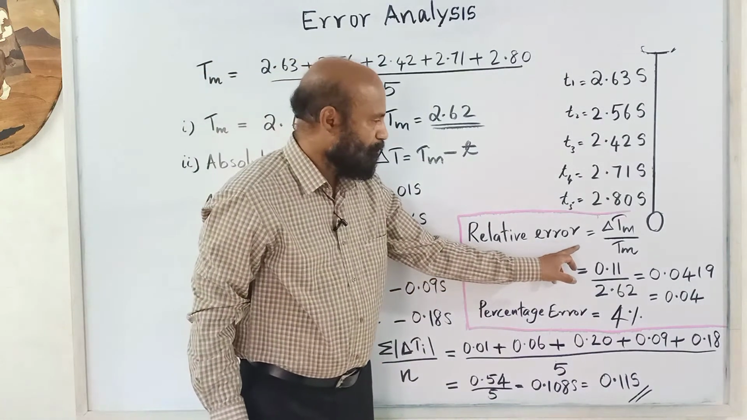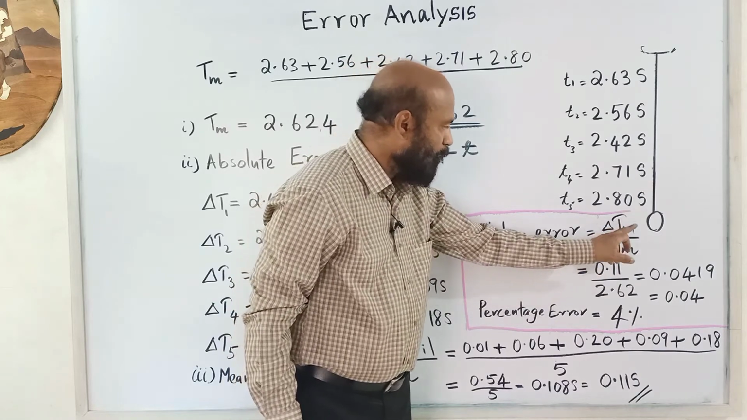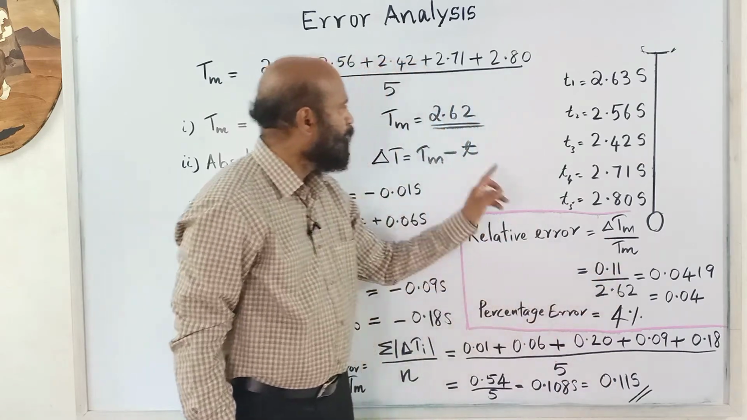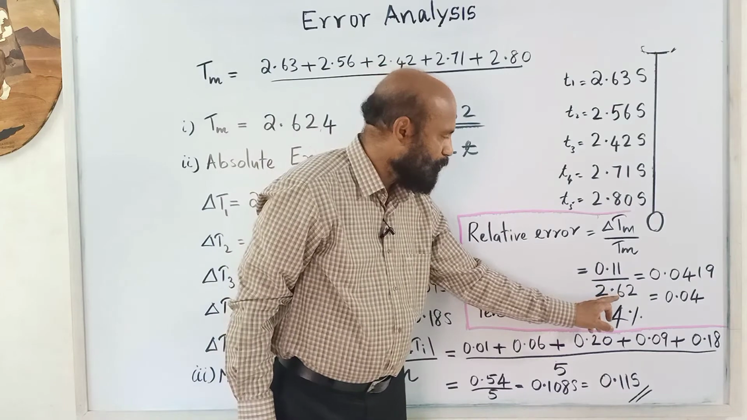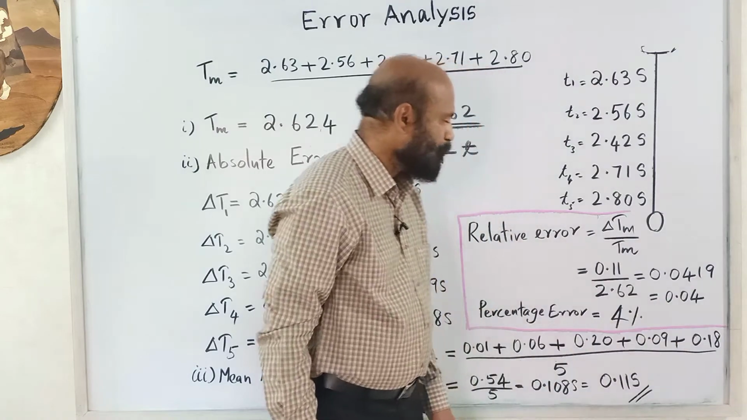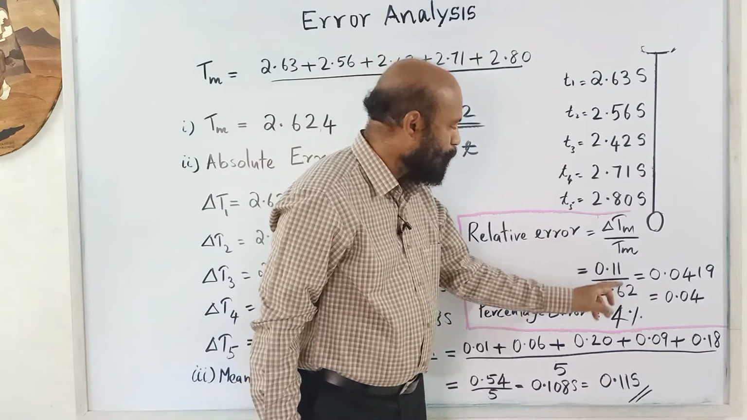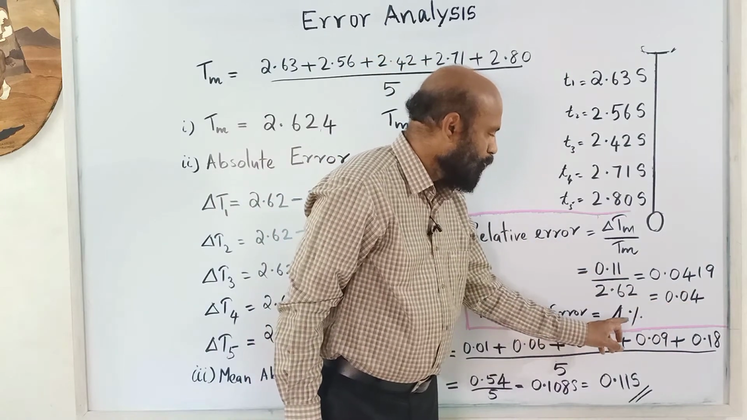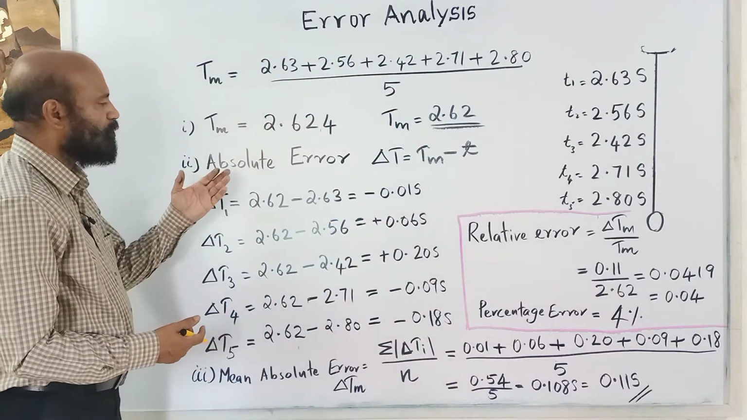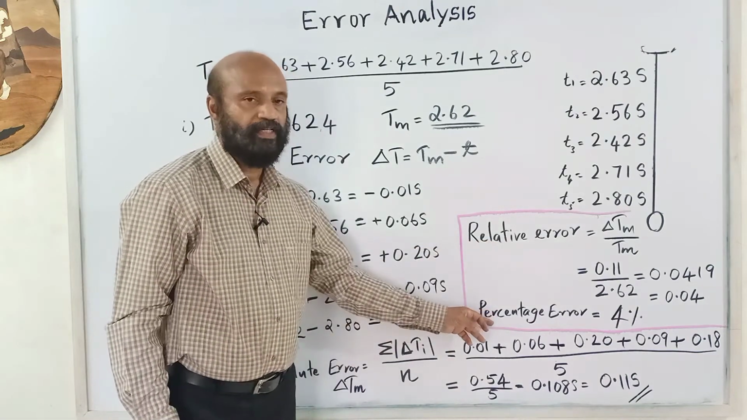Then relative error, delta T m divided by T m. That is, mean absolute error you divide by the mean value. Mean absolute error is 0.11, mean value is 2.62. So you will get this value 0.04. Then percentage error, relative error is to be multiplied by 100, so it will be 4%. I hope you have understood what is the absolute error, mean absolute error, relative error and percentage error.